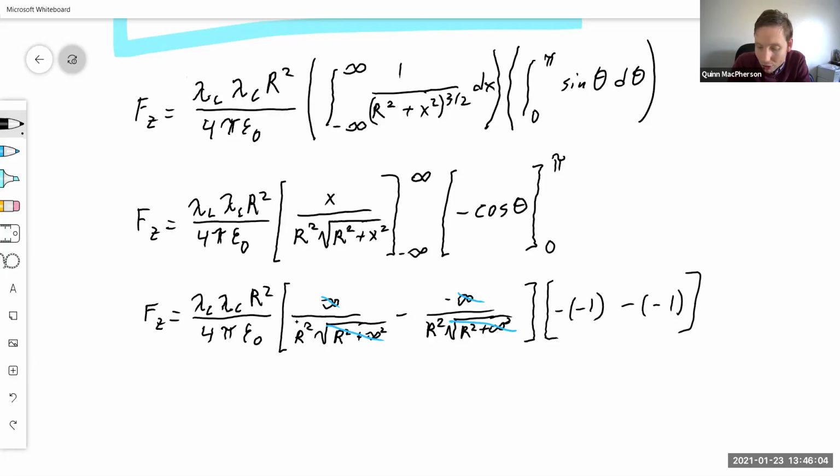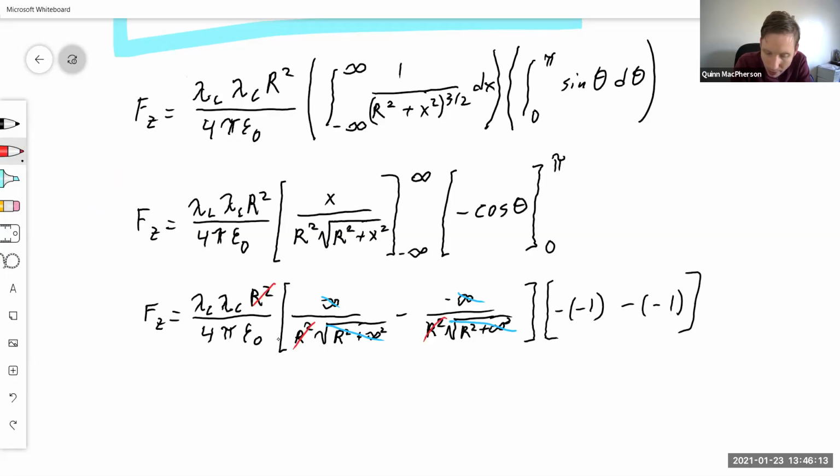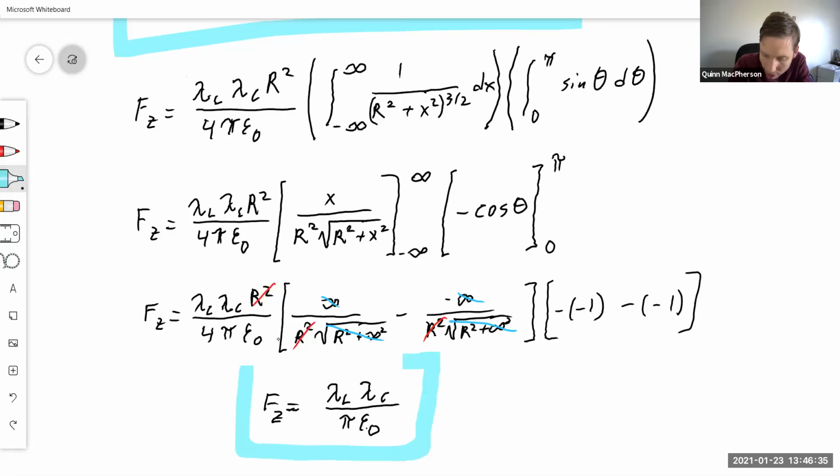This one is 2 over capital R squared. So that capital R squared, let's do this in red, cancels this. And we end up with force is equal to lambda L, lambda C. The two 2's cancel the 4, and I get pi epsilon naught. And that, ladies and gentlemen, is the z component of the force, which is all of the force because the x and y components are 0, and that is our answer.